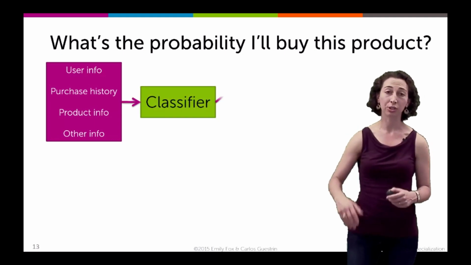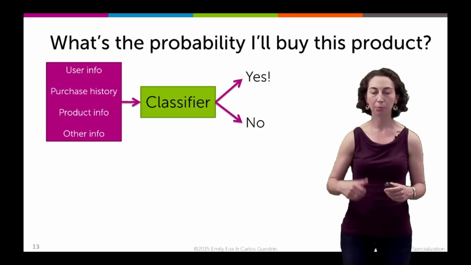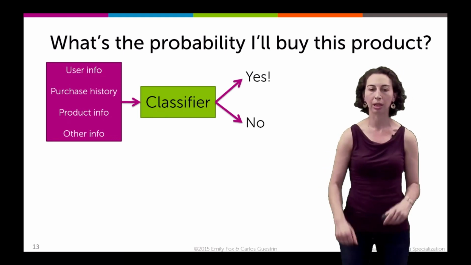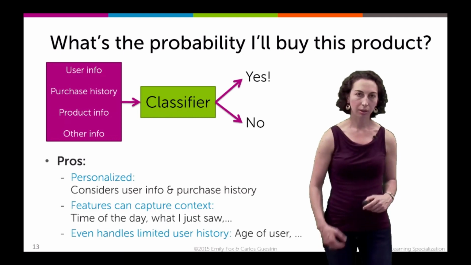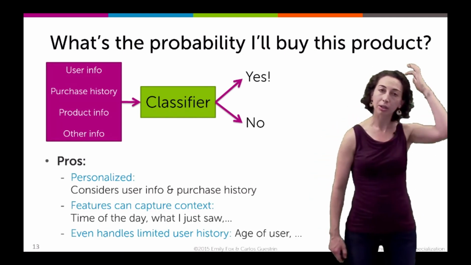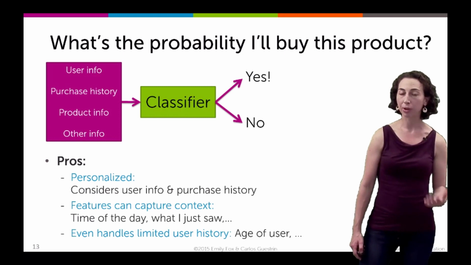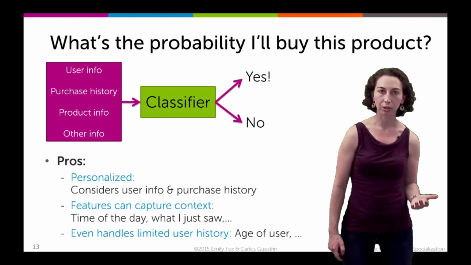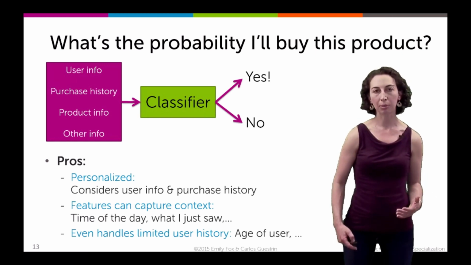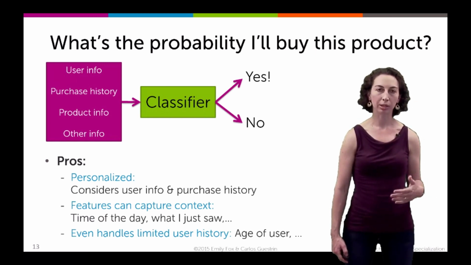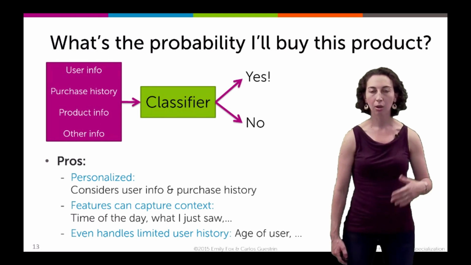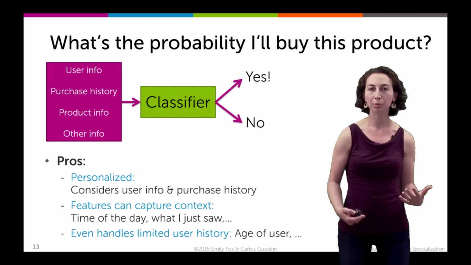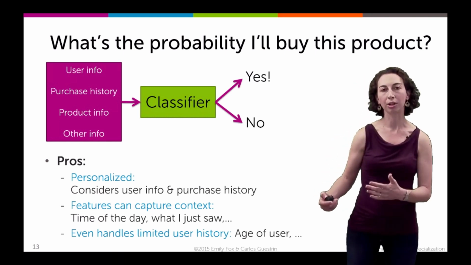We're going to shove all these features into our classification model, and it's either going to spit out, yes, I believe this person's going to like this product, or no, I don't think they're going to like it. This type of classification approach has a lot of things going for it. First, it can be very personalized. We're using features of the user as well as the user's purchase history. In addition, this model can capture context. For example, we can take into consideration the time of the day, what that person just saw. So for example, maybe I'm much more likely to purchase a textbook during the day or home products at night.